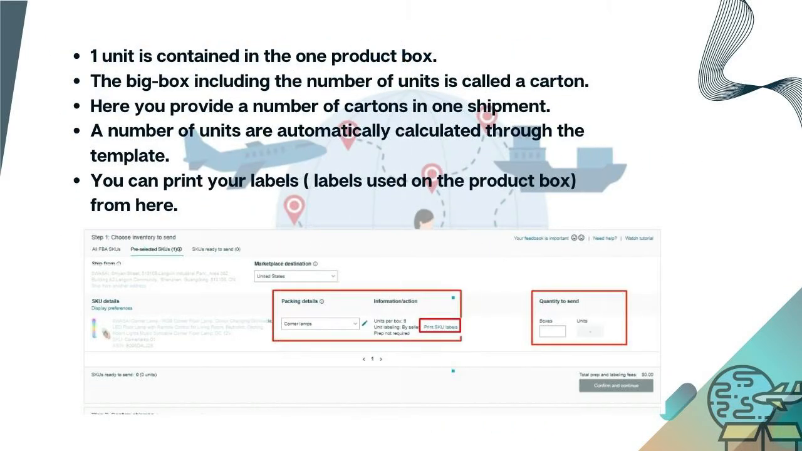One unit is contained in one product box. The big box, including the number of units, is called carton. Here you provide the number of cartons in one shipment. Number of units are automatically calculated through the template, as you can see in the picture. You can print your SKU labels used on the product box from here.